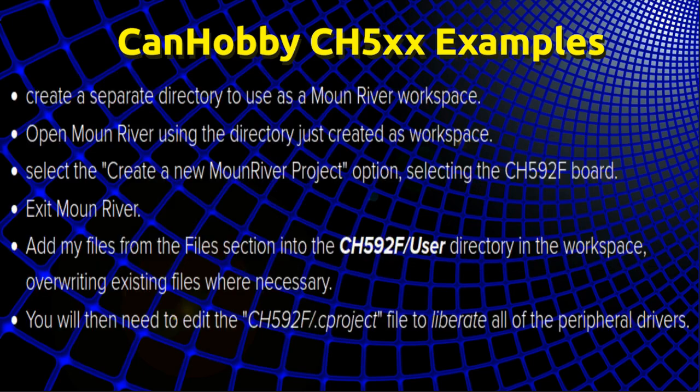Create a separate directory to use as a Moonriver workspace. Open Moonriver using the directory just created as workspace. Select the Create a New Moonriver Project option, selecting the CH592F board. Replace the usr/main.c file with my example given in the Files section of the blog. You will then need to edit the .c project file to liberate all of the peripheral drivers.